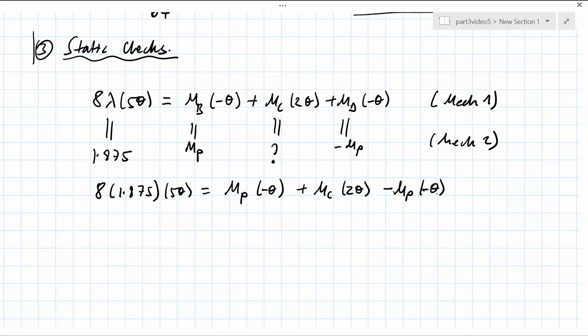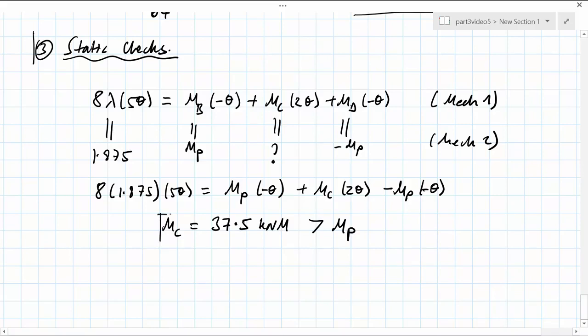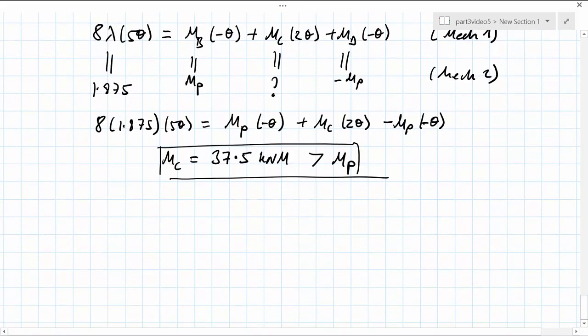Evaluating this, noting that we have values for MP, we can then say that MC is equal to 37.5 kilonewton meters, which is greater than MP. So, for a plastic collapse load factor from mechanism 2, where the plastic collapse load factor is equal to 1.875, we can say that we have a yield violation at MC.